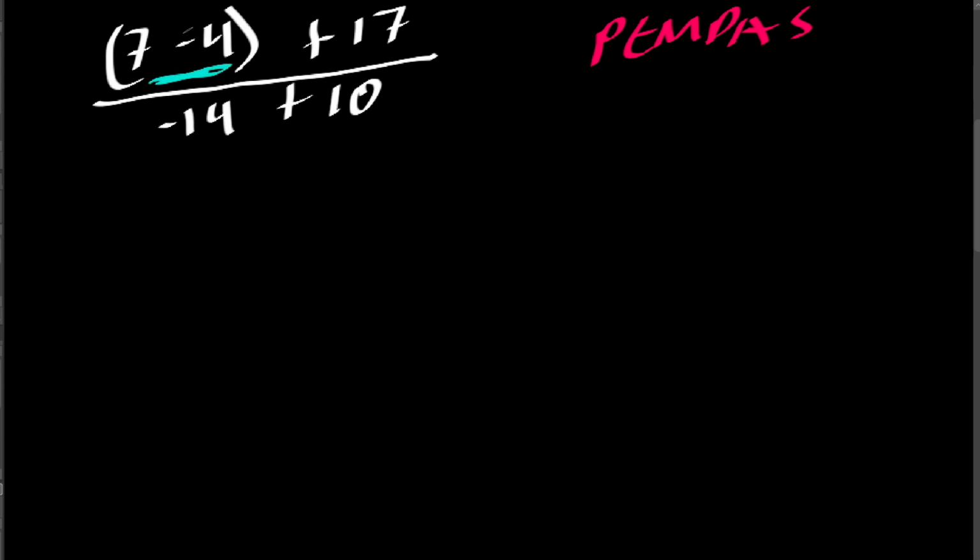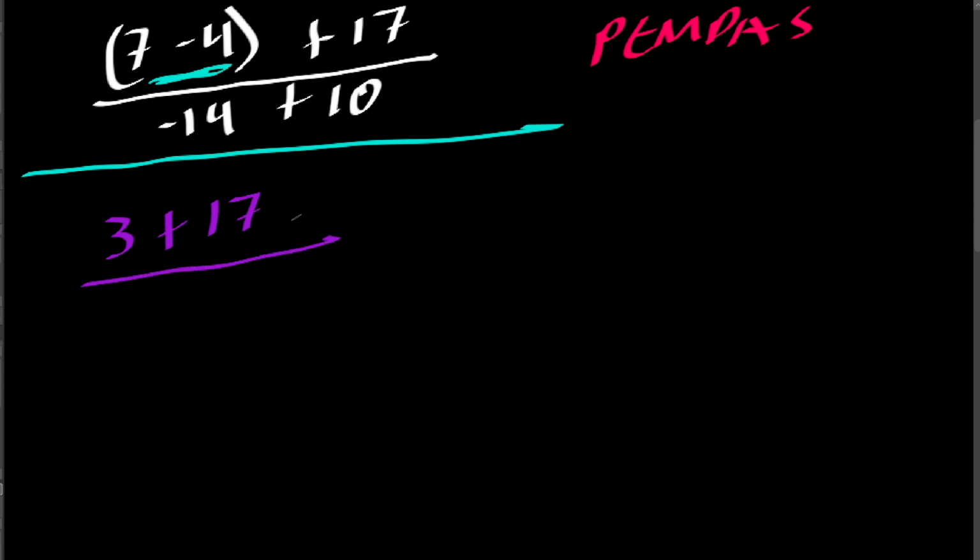Now, the good thing is there's only a subtraction sign here, so we can just do that and then bring that part down. So 7 minus 4 gives me 3. My bad, I'm losing my mind. Okay, so we have 3 plus 17. Now, let's go ahead and take care of this bottom part. What operation do we have? Adding. So there's no real questions. All we have to do is add. Negative 14 plus 10 is negative 4.